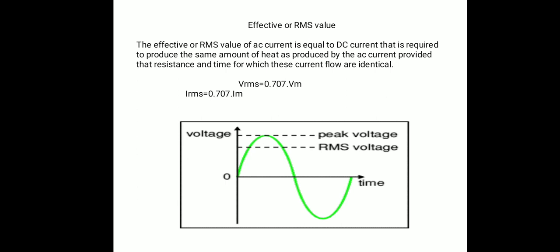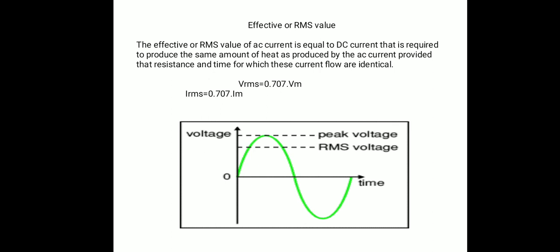So with the help of the effective or RMS value, we can determine the equivalence. If you want to determine the equivalent DC current for a given AC current, we can use the concept of effective or RMS value, and the RMS value can be determined by 0.707 times Vm. If we multiply the 0.707 constant with Vm, we get the RMS voltage, and if we multiply 0.707 with Im, it gives us the RMS current. So Vrms is equal to 0.707 Vm and Irms is equal to 0.707 Im.